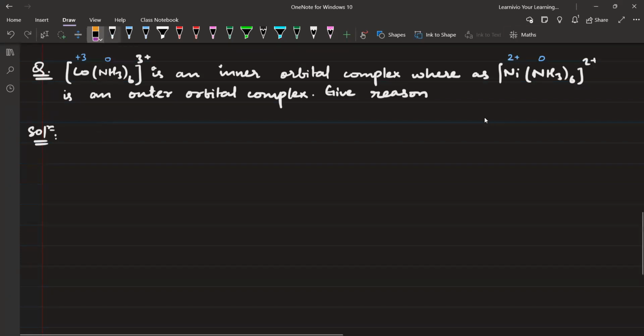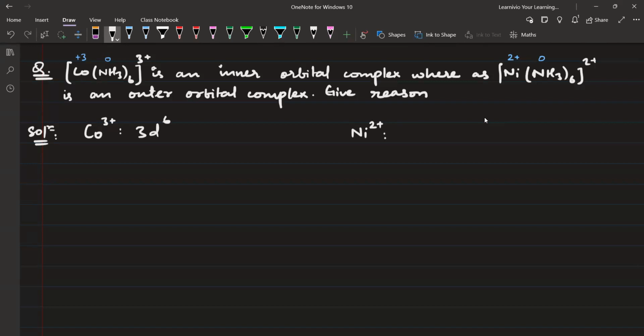What is the atomic number of cobalt? 27. So it was 4s2 3d7. We have to remove the electrons, so 4s2 is gone, and what was left in 3d? 3d6. We have 3d6. Cobalt 3 positive. Tell me, is ammonia a strong field or weak field ligand in this case?